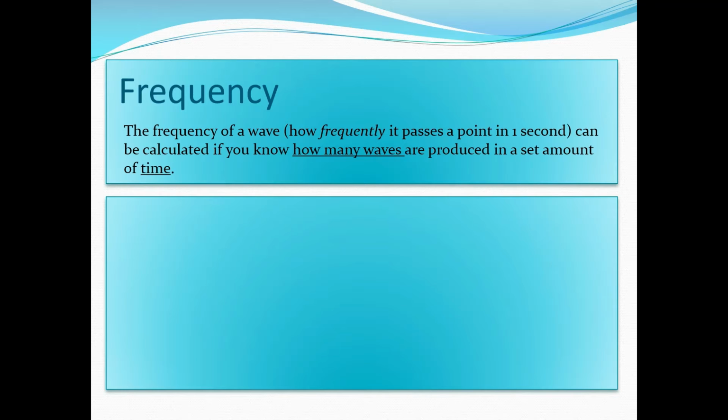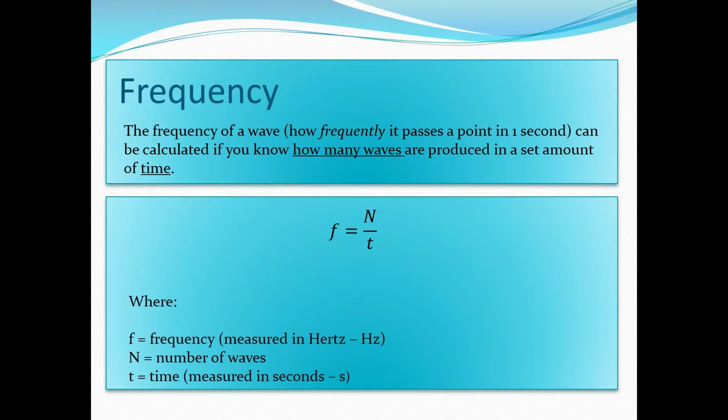And that gives us our first equation for today. And that is that frequency equals n over t, where f is the frequency, and that's measured in a new unit, hertz, Hz. n is simply the number of waves, so n doesn't have a unit because it's just a number. And then t is the time, and as always is measured in seconds. Remember, if you get a question with a time not in seconds, you must change it before you work it out. So let's look at an example of that.